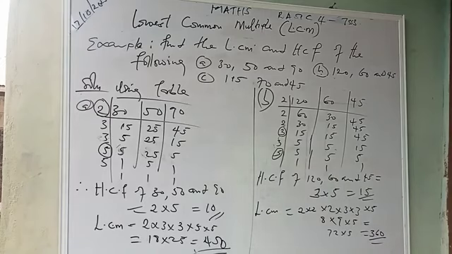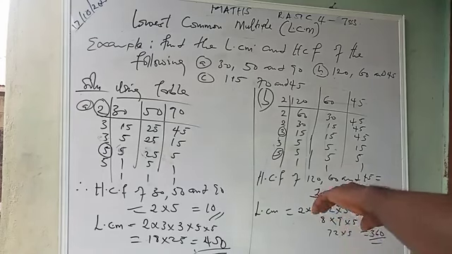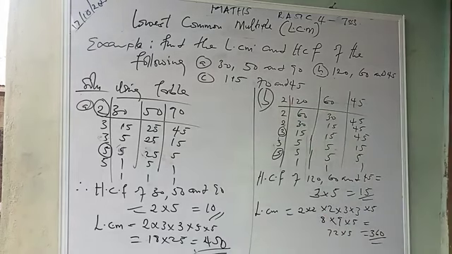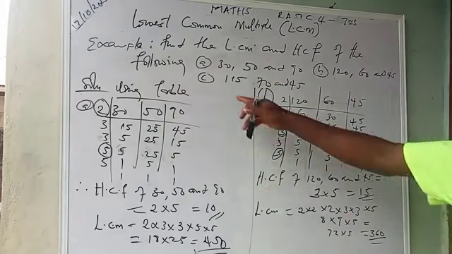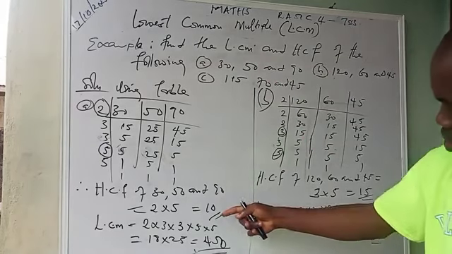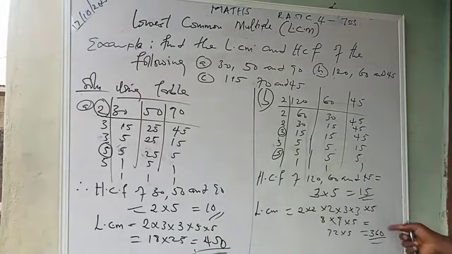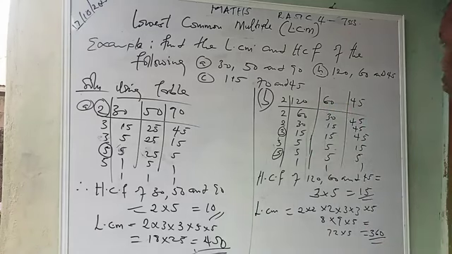Sometimes they ask you what is the product of the LCM and the HCF of those given values. That is 10 times this, 15 times this, the product of them. So we were not asked, but if you are asked, that is how you will solve it. Okay?